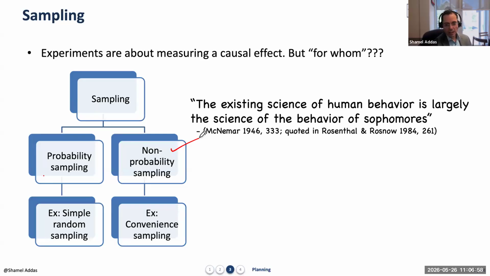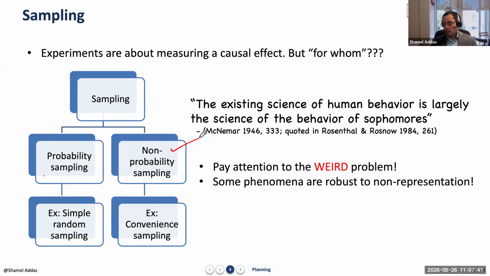So this is an interesting quote in the 40s. The existing science of human behavior is largely the science of the behavior of sophomores, right? So if you think about a lot of the behavioral studies in IS and different management-related fields and social science and psychology, you rely on samples that are easy to get, convenient samples of university students, sophomores, or second year, third year students. So the challenge with this, of course, is that to what extent is the behavior of these people representative of the phenomena that you're trying to study, right? Maybe it is. Maybe it's completely fine. Maybe it's not. So you have to ask these questions.